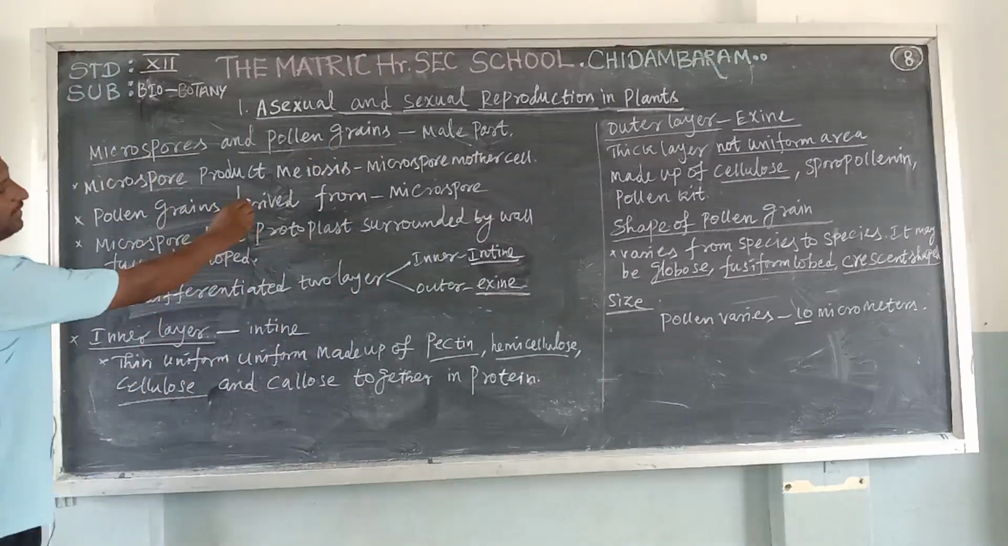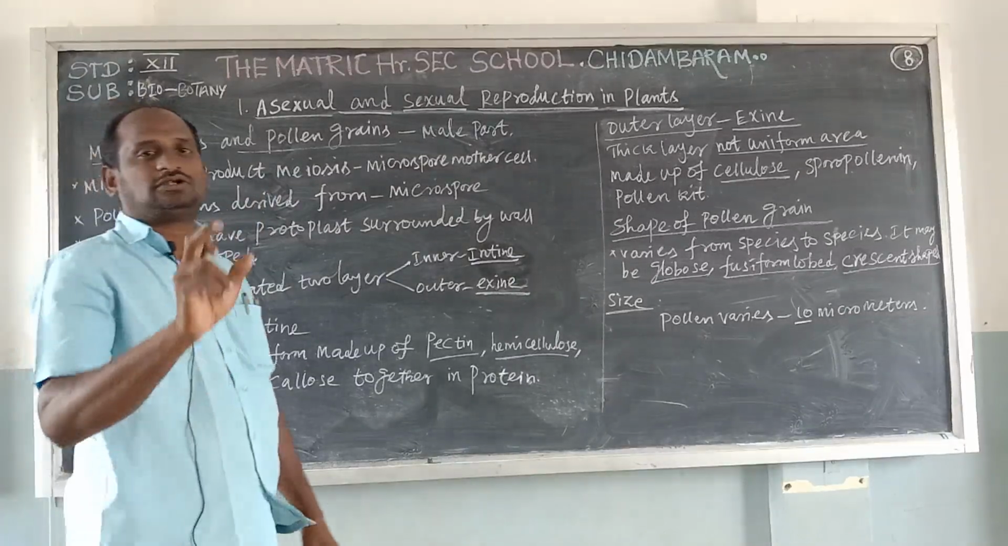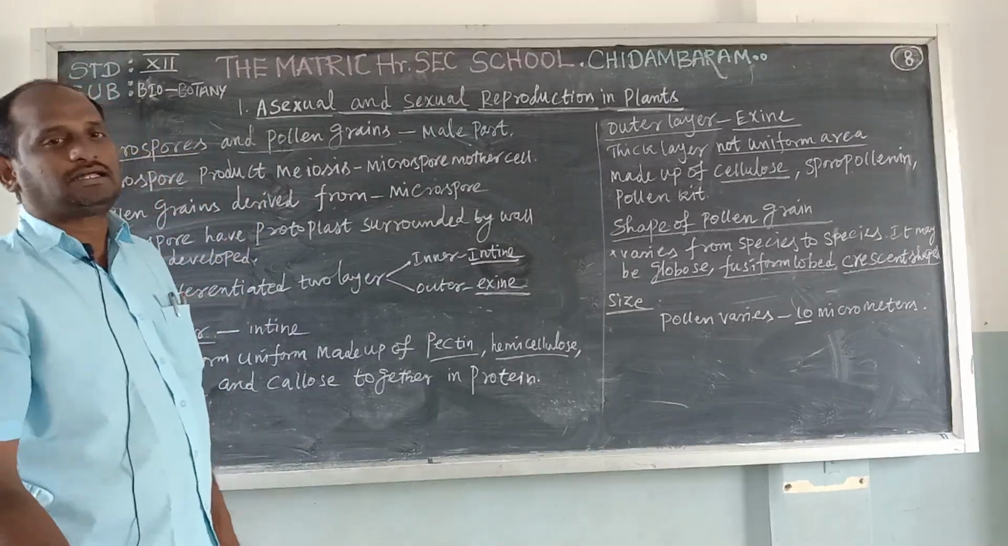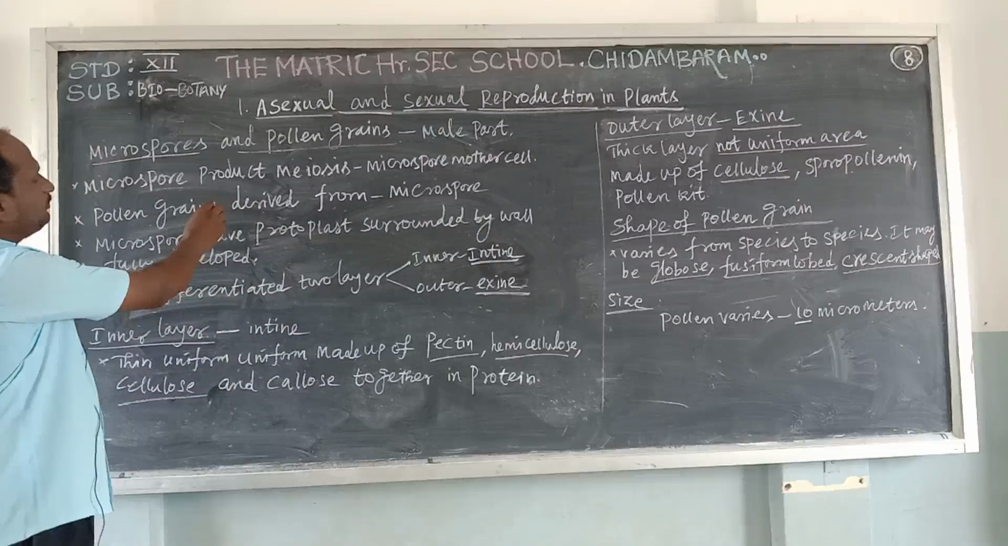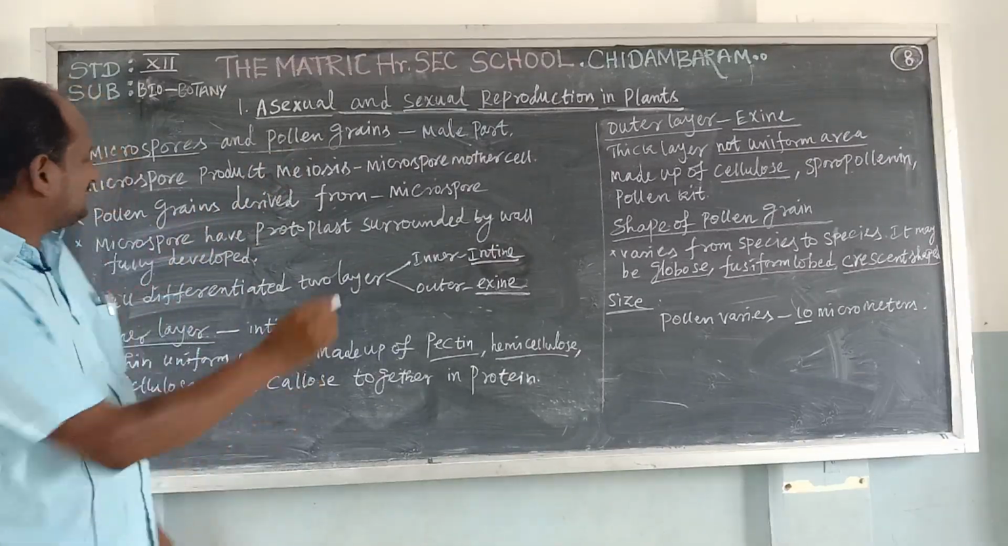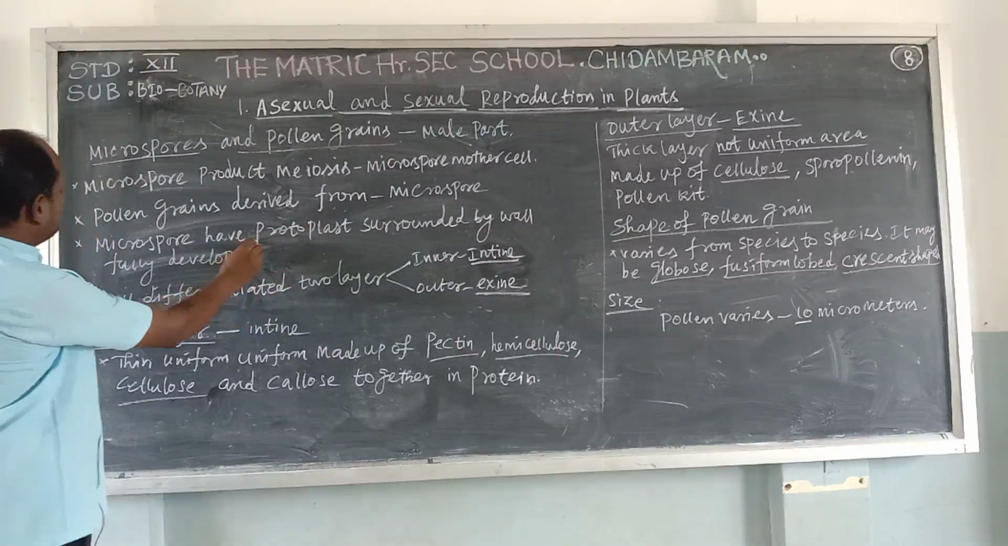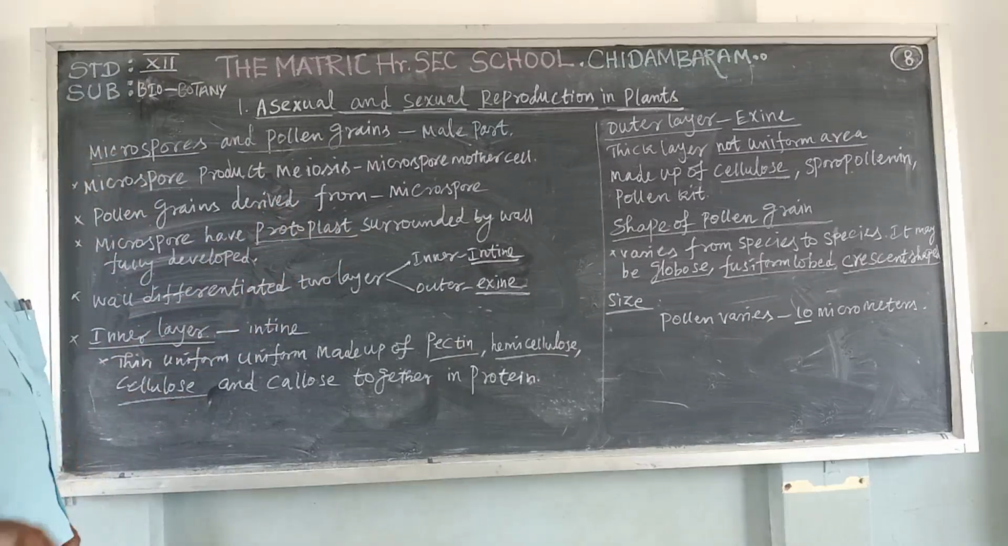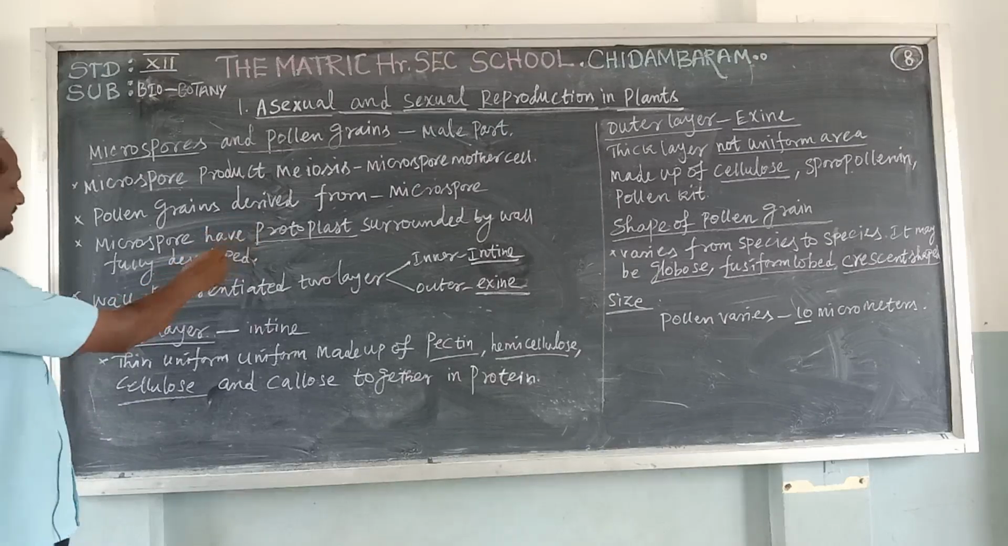Next, pollen grains are derived from the microspore. Every male part in the organism produces microspores through the mother cell. Next, the microspore is surrounded by a protoplast, which is fully developed.